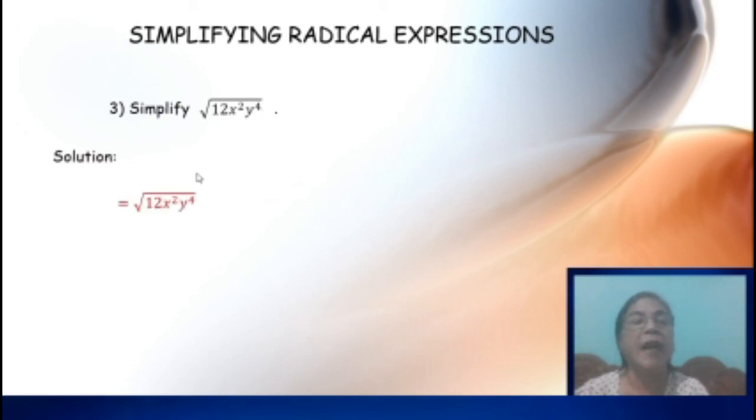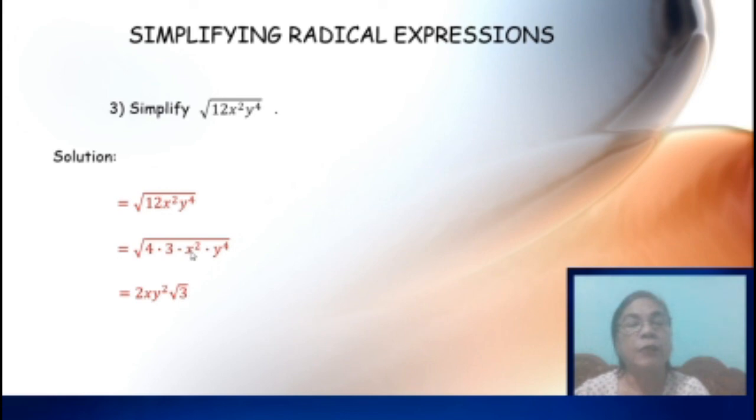We could have it as, we factor 12. What are the factors of 12? The one that is a perfect square is 4 times 3, right? And then times x squared times y to the fourth. So what is square root of 4? That is 2. So we write it outside the radical sign. Now 3 will stay inside. It turned out to be the radicand.